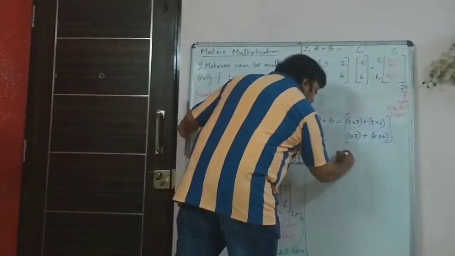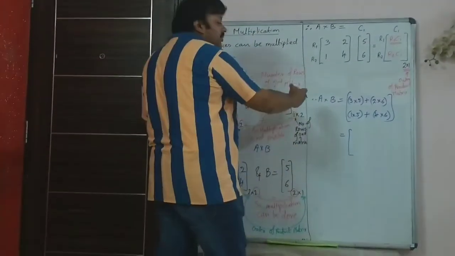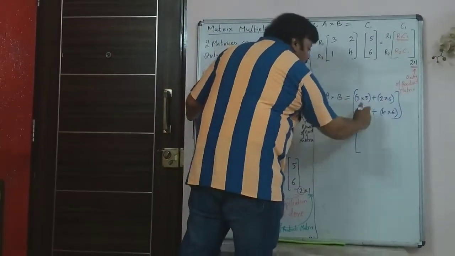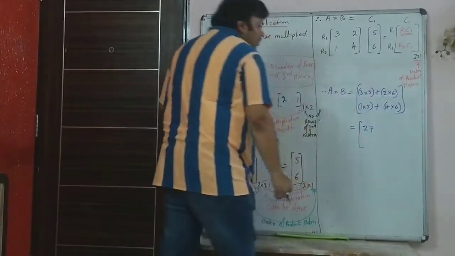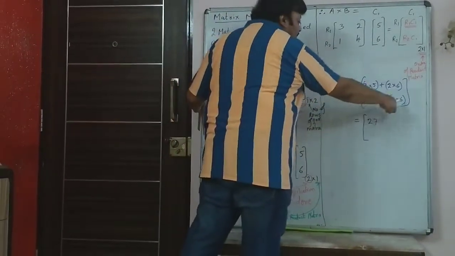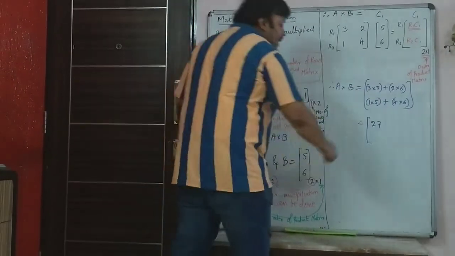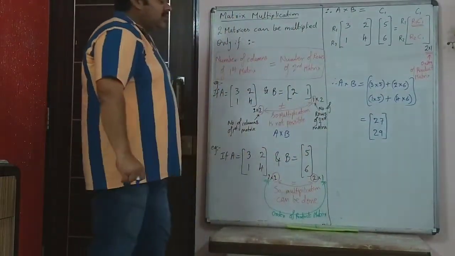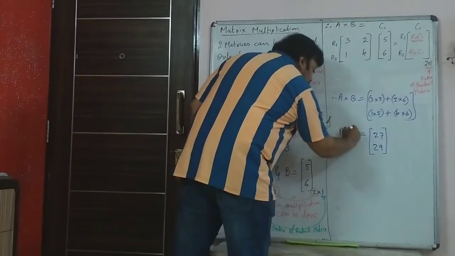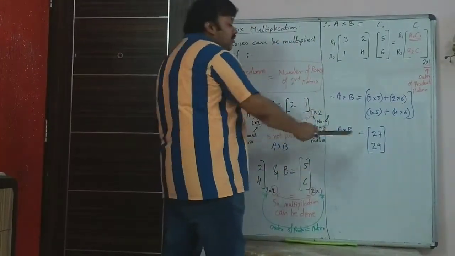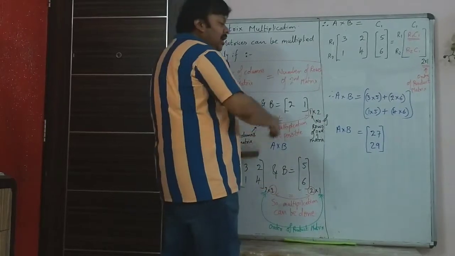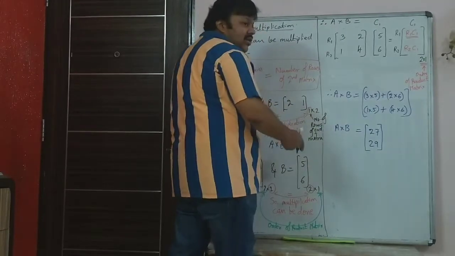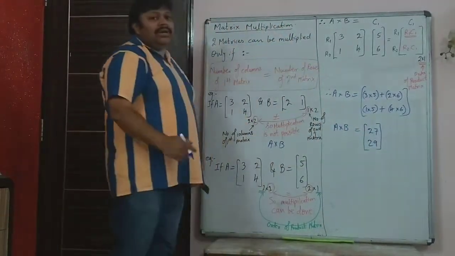So in this case, A into B, after you simplify it, will be 15 plus 12. 15 plus 12 is 27. And the second one is 5 plus 24, so that is 29. So here A into B is 27 and 29. And as you had written there, this has 2 rows and 1 column. So this is a 2 into 1 matrix.